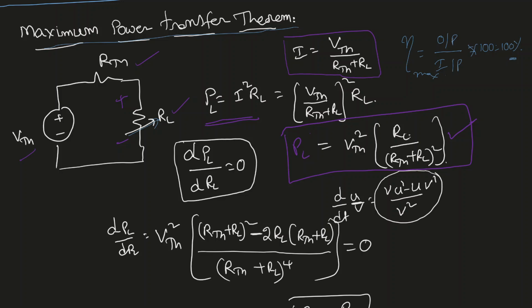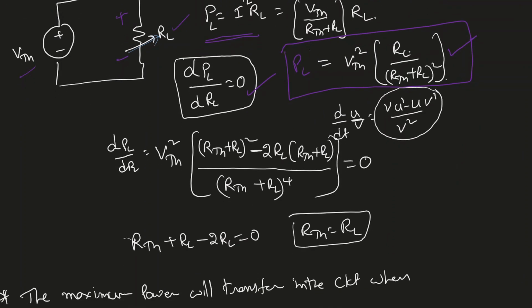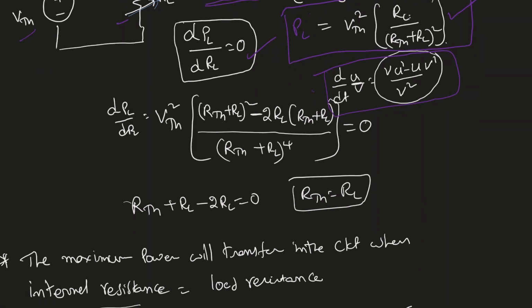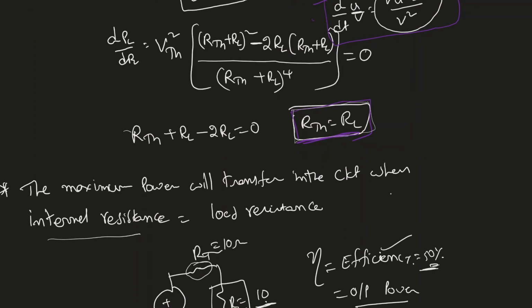Now to find the maximum power, differentiate this PL with respect to RL and make it equal to 0. Here is the differentiation. I used the U by V formula, (V times U prime minus U times V prime) divided by V squared. Based on this, I end up with R Thevenin equal to RL. So when will the maximum power be transferred through the circuit? When the load resistance is equal to the internal resistance. This is a very important point: maximum power will be transferred when the internal resistance is equal to the load resistance.